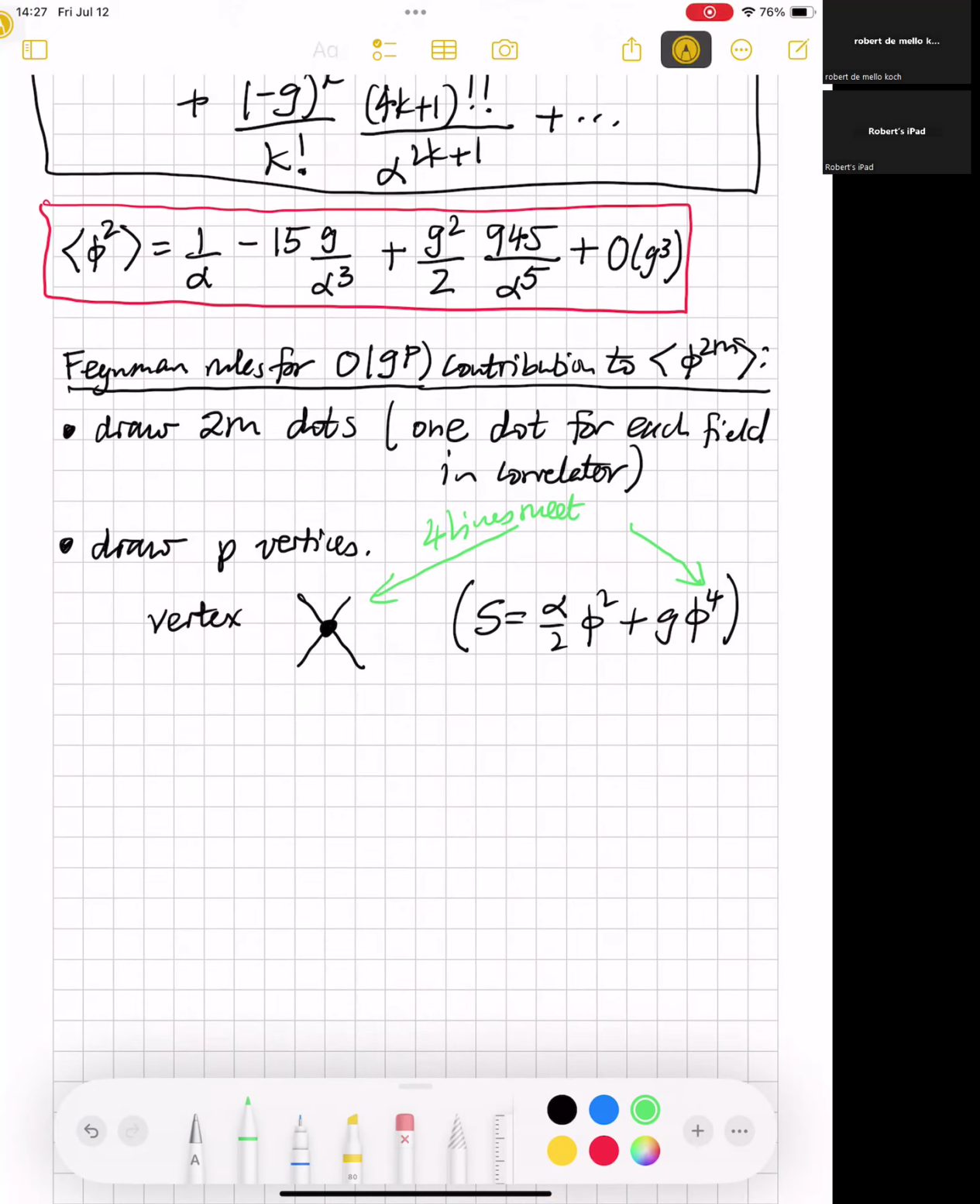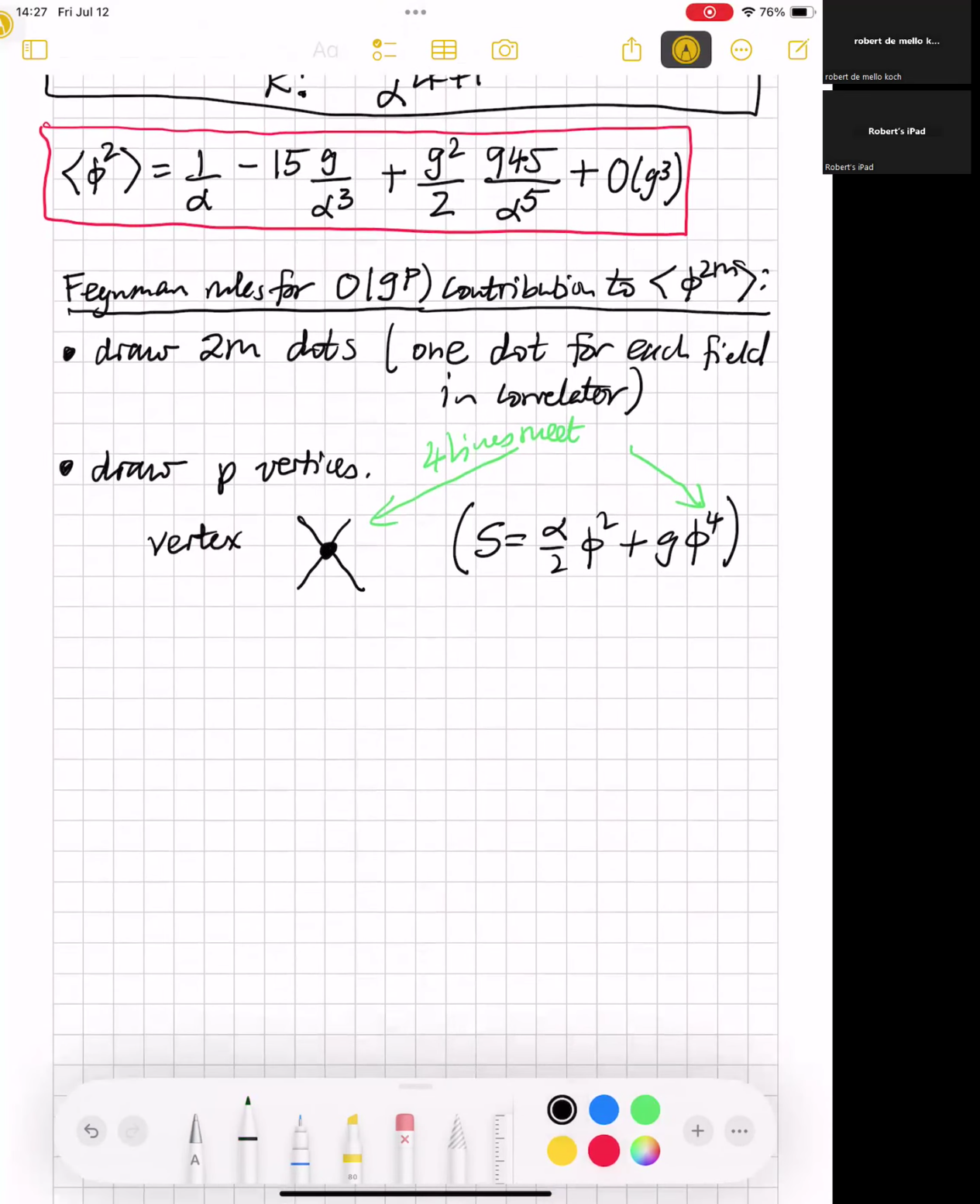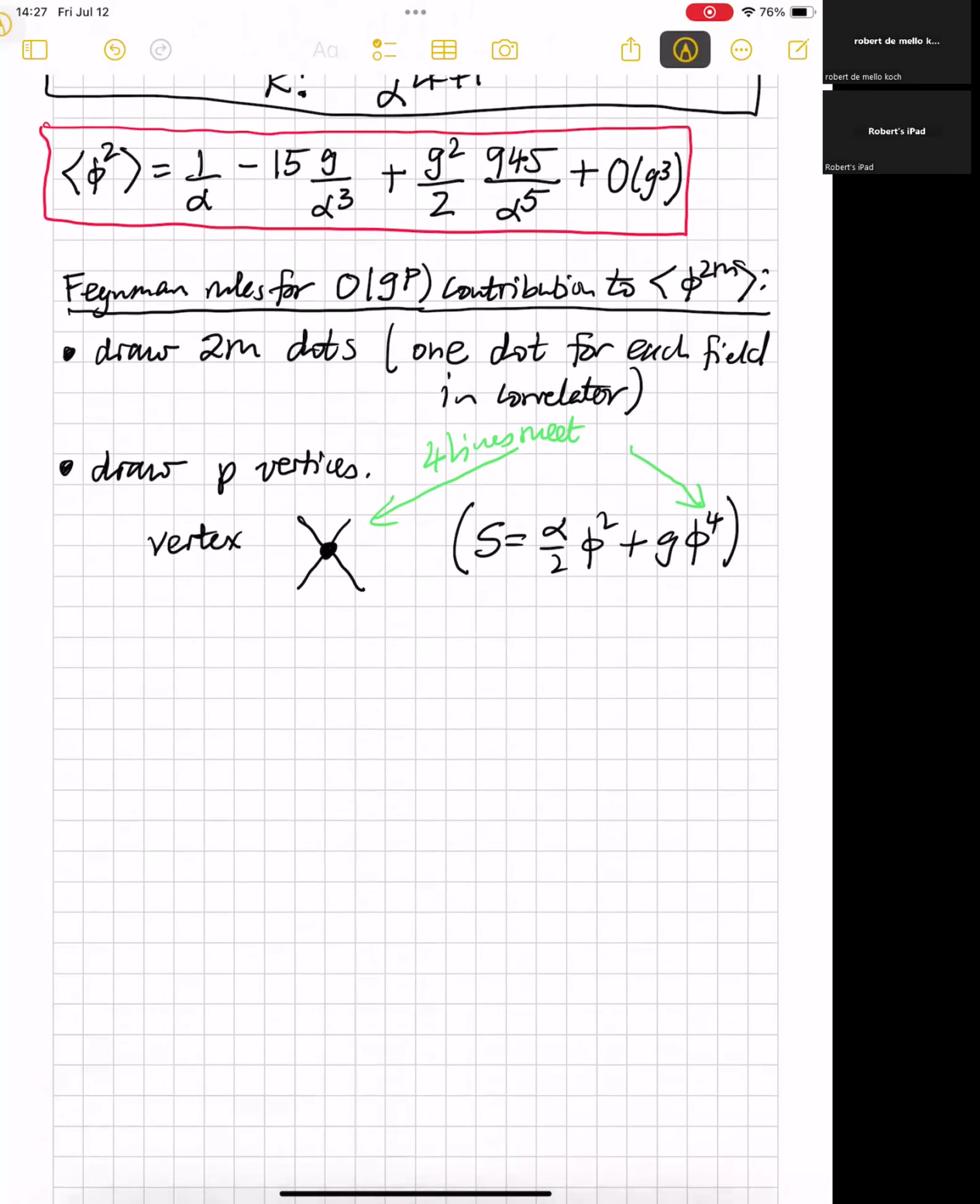And then the last rule that I'm going to say is you join dots and vertices in all possible ways.